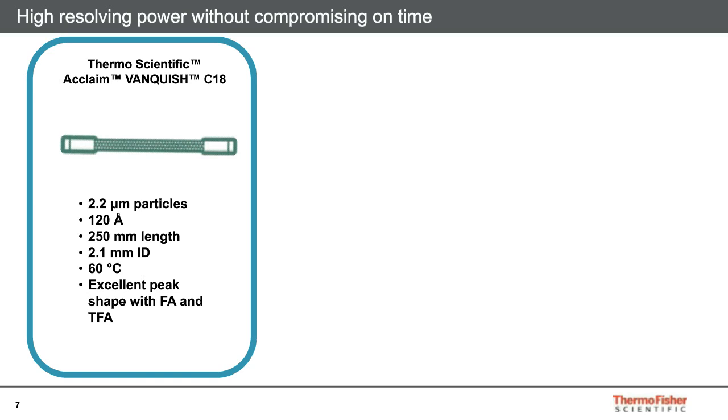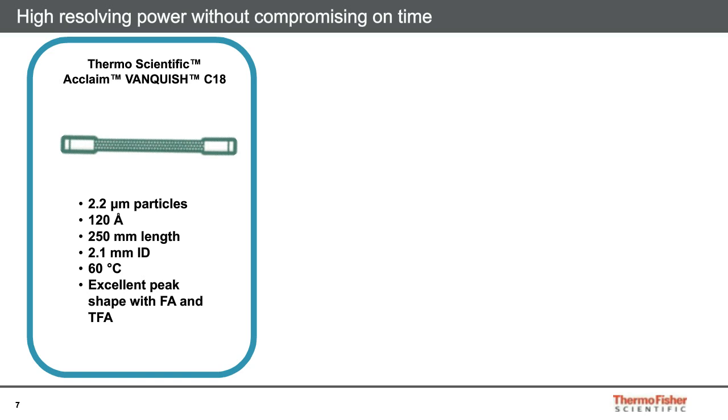And the reason is that this column is available in 250 millimeter length. So as I explained to you in the previous slide, length will increase plates and therefore resolution. Another feature of this column, quite important for peptide mapping, is the temperature specification, which is 60 degrees. Here, 60 degrees means that you really are confident that if you use it at this temperature long term, you will not suffer any loss of performance.